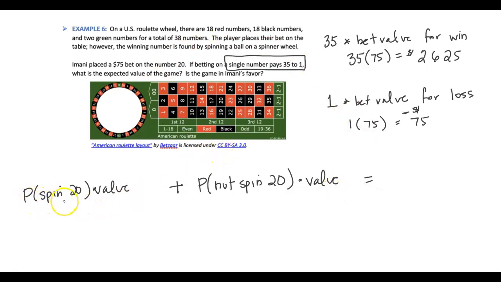The probability of spinning a 20 is one single number out of the 38 possible. And the value we said was going to be 35 times the bet value of 75 for a total win of $2,625. The probability of not spinning a 20 would be the other 37 out of the 38 numbers. And the value is that the person would lose their $75 bet.